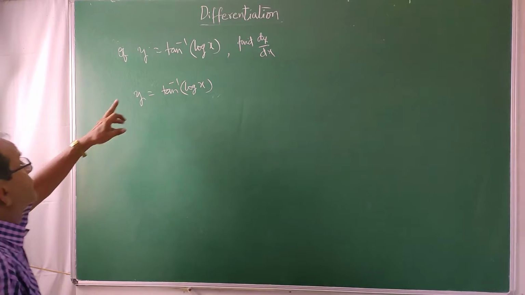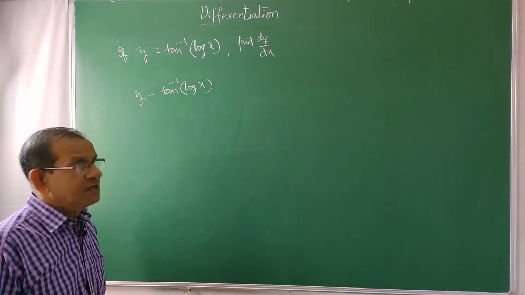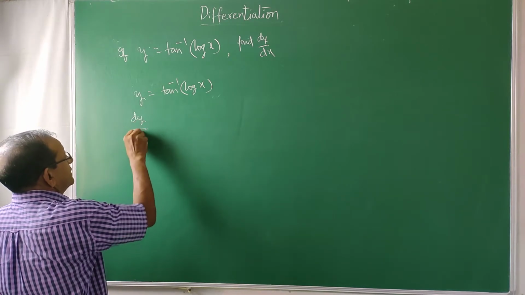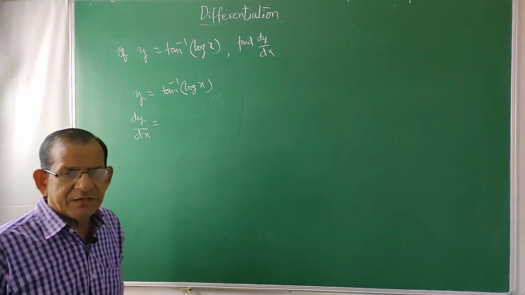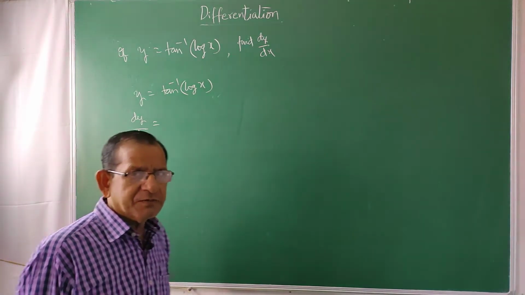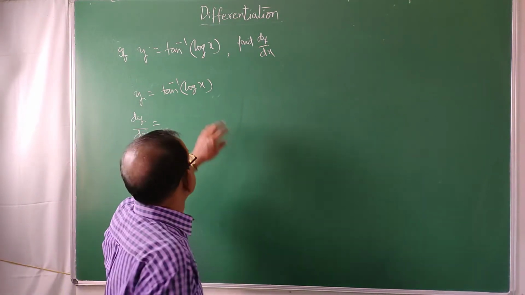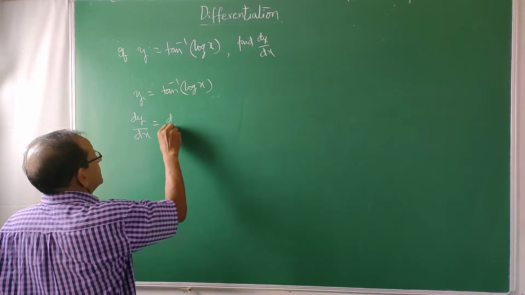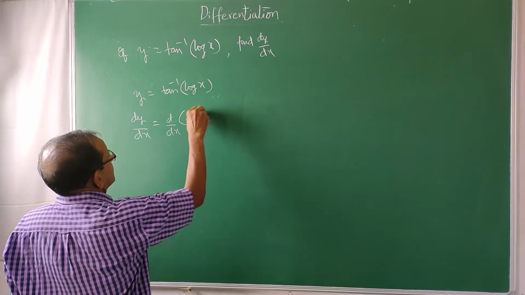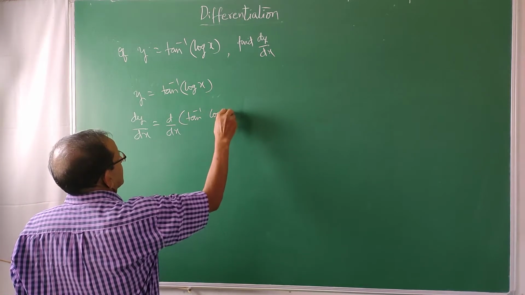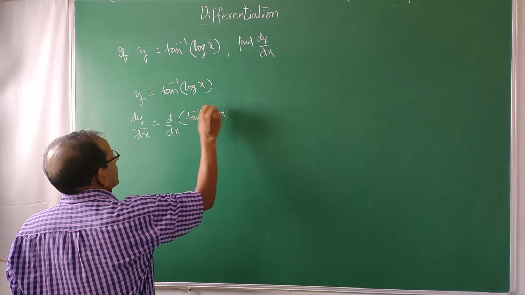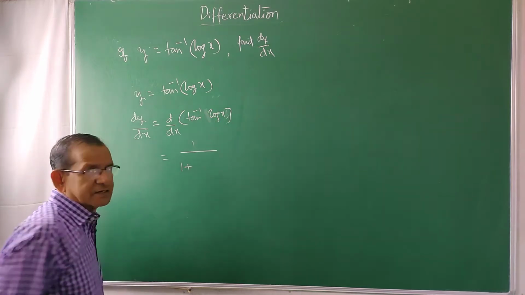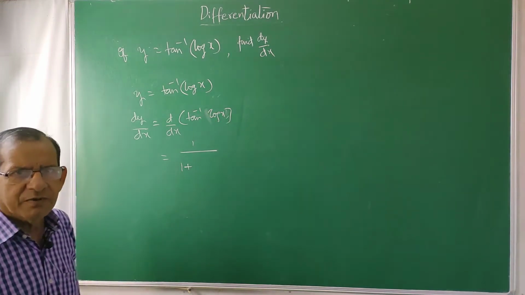Now, in another sum, y is equal to tan inverse log x. Then what is dy by dx? Let us take the derivative. dy by dx is equal to, if tan inverse f(x) is given, you know the derivative of tan inverse x is 1 by 1 plus x square. So, in place of x we have got log x. So, that is d by dx of tan inverse log x, equal to 1 by 1 plus, in place of x we have got log x.